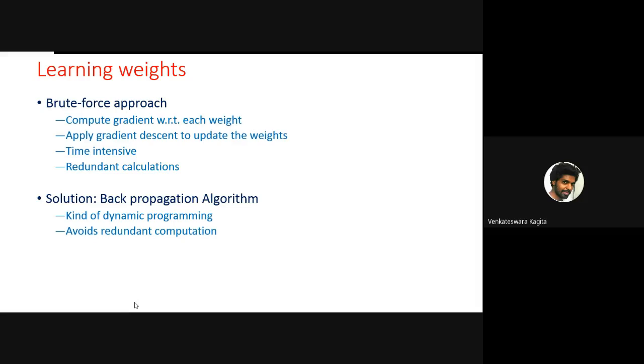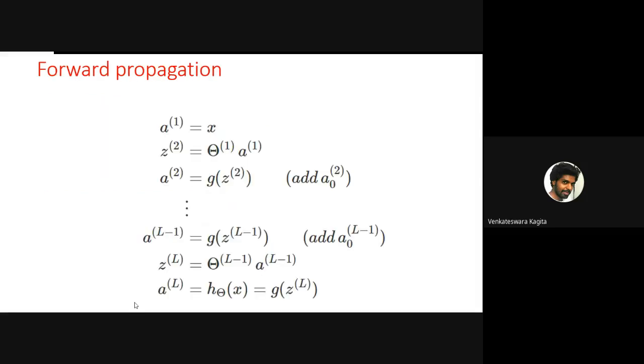So the same thing you are doing in dynamic programming also, right? You are computing something, you're storing it in a table, and you're using it again. Then you again store it in the table, and again you use this quantity, isn't it? Step by step, similar to what we do in dynamic programming, we do in backpropagation algorithm also. So this backpropagation algorithm avoids redundant computation. How? We'll see that. We'll first look at the forward propagation.